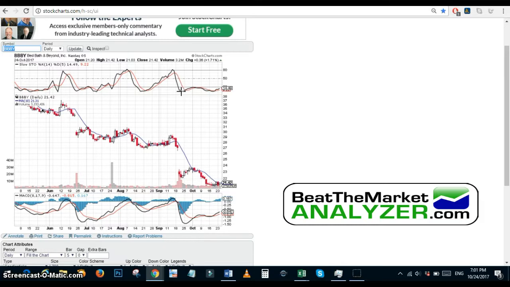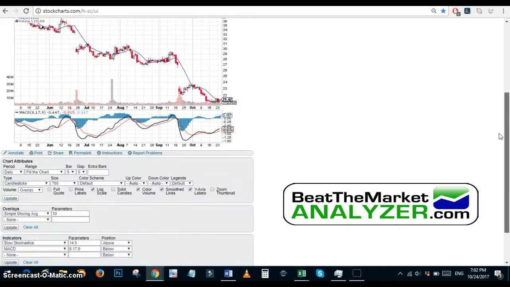When it's down here, it means that it's undervalued or too many people have sold it already. So you can see the price line starts crossing up over top of the red line, and so that's usually a good indicator to buy.